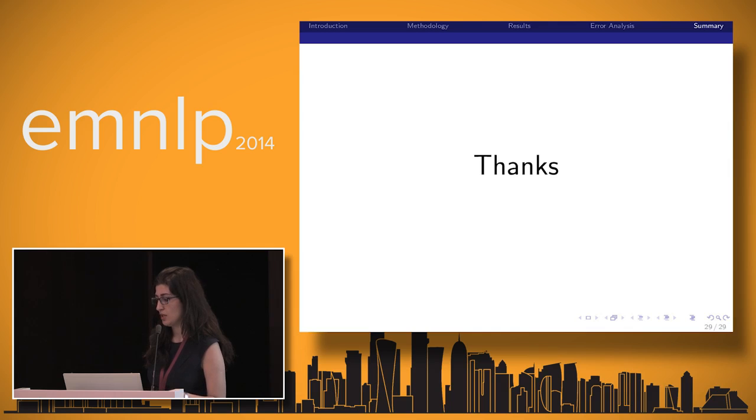Since the title of the paper is Detecting Non-compositional Multi-word Expressions, it's important for us to make sure that we find the non-compositional ones. We consider them as non-compositional.